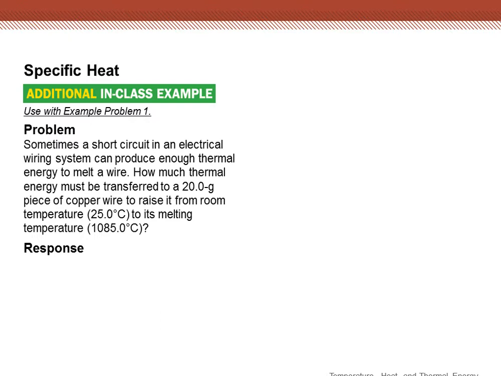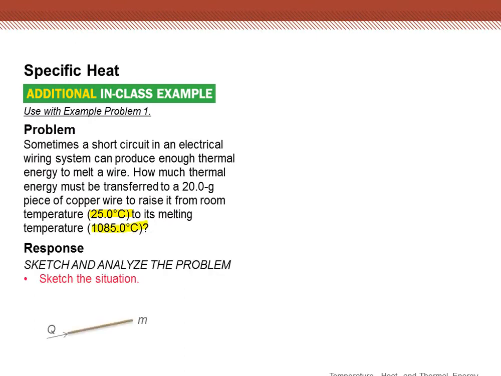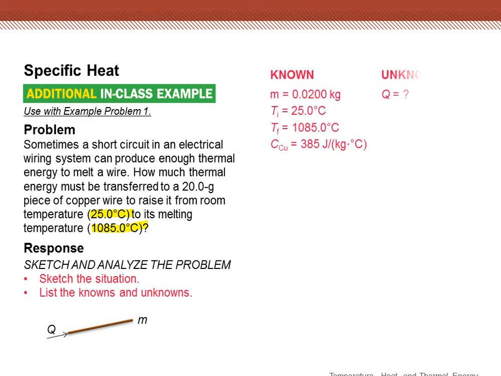Sometimes a short circuit in an electrical wiring system can produce enough thermal energy to melt a wire. How much thermal energy must be transferred to a 20-gram piece of copper wire to raise it from room temperature, 25 degrees Celsius, to its melting temperature of 1085 degrees Celsius? If we look at the situation, this is heat going into a wire. We know the mass, the initial temperature, the final temperature, and we look up the specific heat of copper. That'll typically be given to you, or at least you'll have a table that you can look at for the specific heat. So we want to find what is Q.